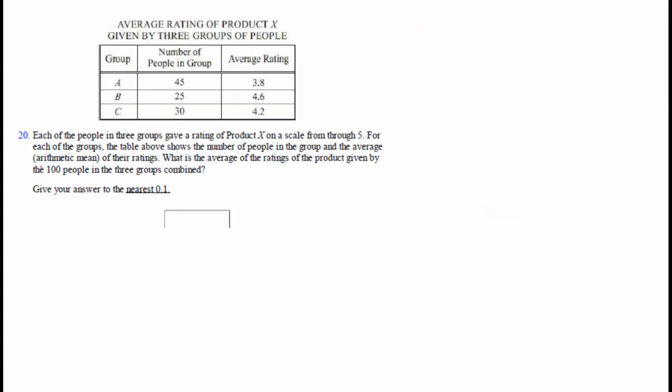Question 20. Each of the people in three groups gave a rating of product X on a scale from 1 to 5. So these are the ratings, and these are the number of people. For each of the groups, the table above shows the number of people in the group and the average of their rating. What is the average of the rating of the product given by the 100 people in the three groups combined? So basically, we need to find the weighted average.